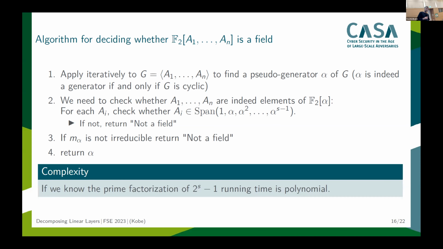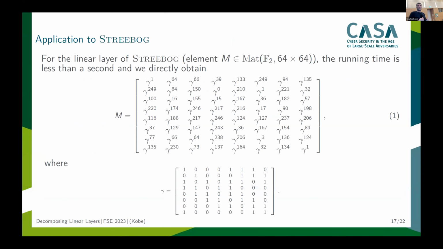And the nice thing is that up to factorizing 2^s minus 1, this is polynomial time, so that's very fast. And for the s which we are interested in, so s is basically the S-box size, not the block size, that will always, in all interesting practical cases, be easy to factorize. So application to Streebog: it's a second, or a fraction of a second, and you'll get the field representation.